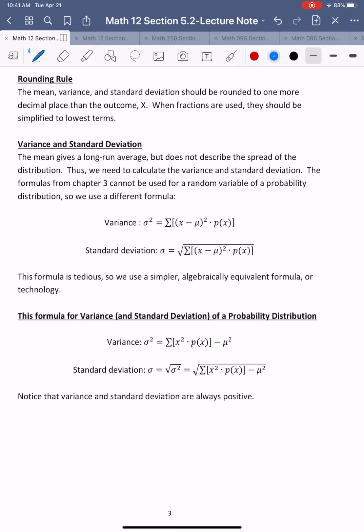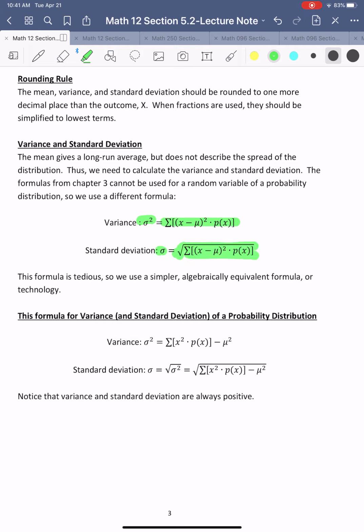Okay, let's talk about variance. For variance and then standard deviation, you just need to put the square root on the variance. The mean gives a long run average but does not describe the spread of the distribution. Thus, we need to calculate the variance and standard deviation. The formulas from chapter 3 cannot be used for the random variable of a probability distribution, so I'm giving you another formula here. For variance, you have to use this formula. For standard deviation, just put the square root on top of it.